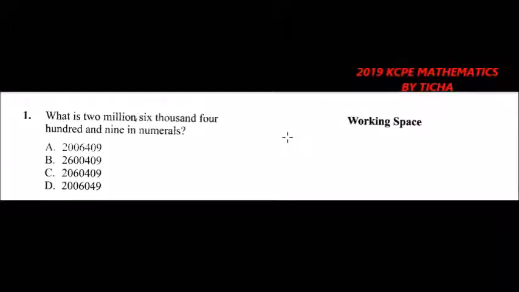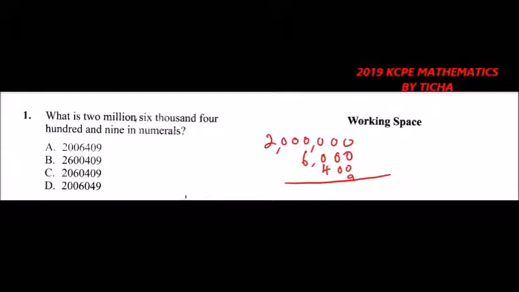This is question number 1, and you are told what is 2,006,409 in numerals. So what you do in this question is, you are told 2 million. So you know 2 million, we write it like that. Those are 2 million. You can put your comma there. 6,000, you put it here at 6,000. 400, that's 400, and 9, so you put 9 there, and you can add all of them.